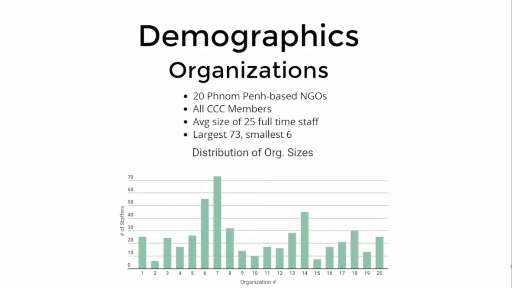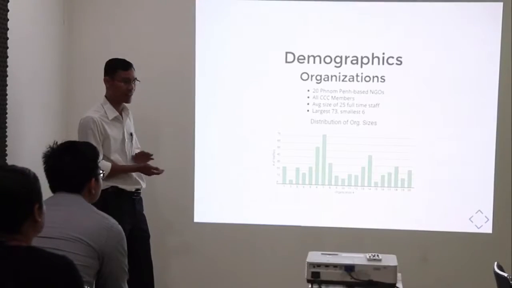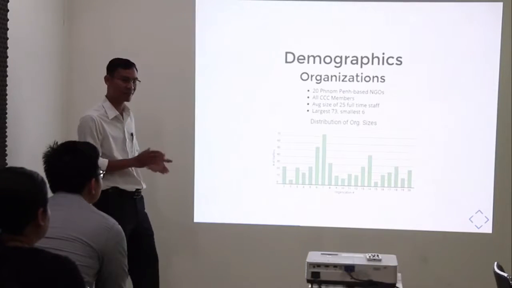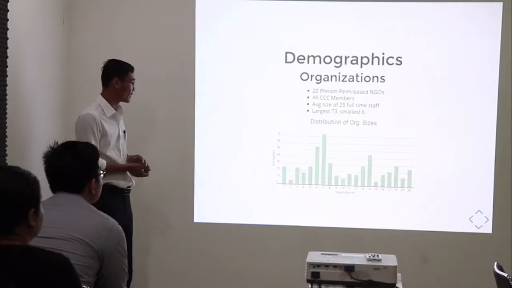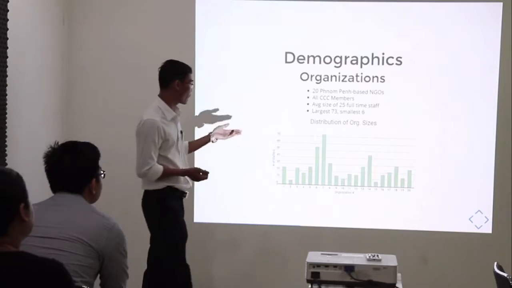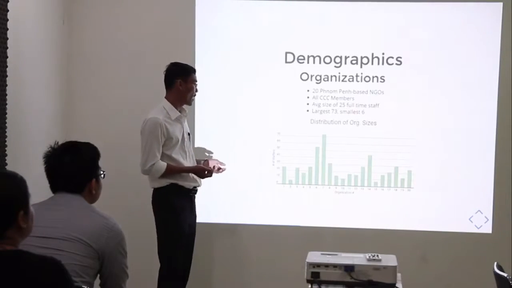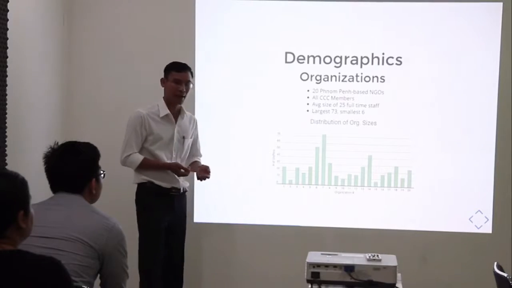So even though they are local NGOs based in Phnom Penh, the number of staff can be significantly different depending on the project or the program that they implement. And here you can see the average size of the staff. They have 25 full-time staff.